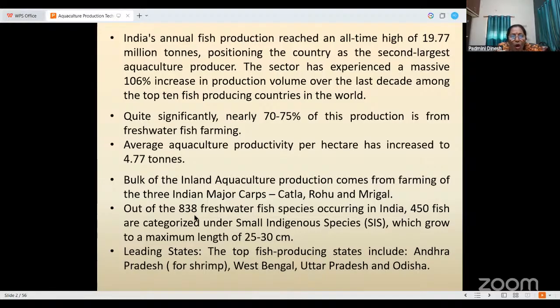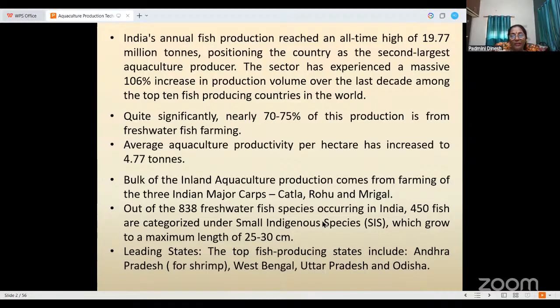And how many types of freshwater fishes does India have? Although you have thousands of them, mostly 838 freshwater fish species occur in India. And among that, 450 fish are categorized under small indigenous species, that is, which can grow between 25 to 30 centimeters. 30 centimeters, almost the large scale, the big scale, that size that you have. So 450 are of that size, and the rest are a little bit bigger in size.